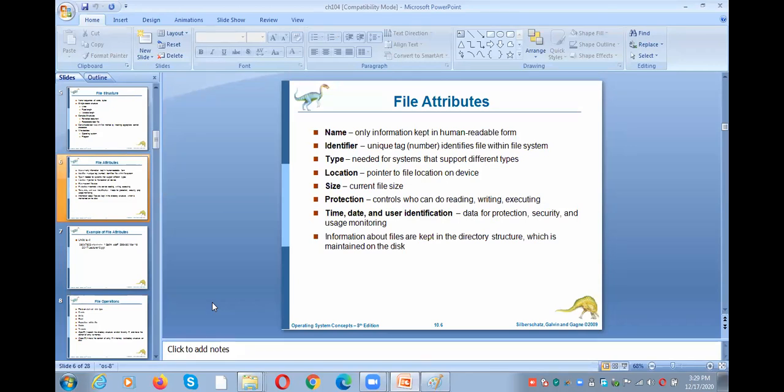And the next, we can protect the file, and we cannot grant the permission to an unauthorized person. We can only give permission to the authorized person. What are the permissions available? Read, write, and execute. And time, date, user identification means when the file was created or when the file was last modified, who is the owner of the file and who is the group owner of the file. All these things are under file attributes.